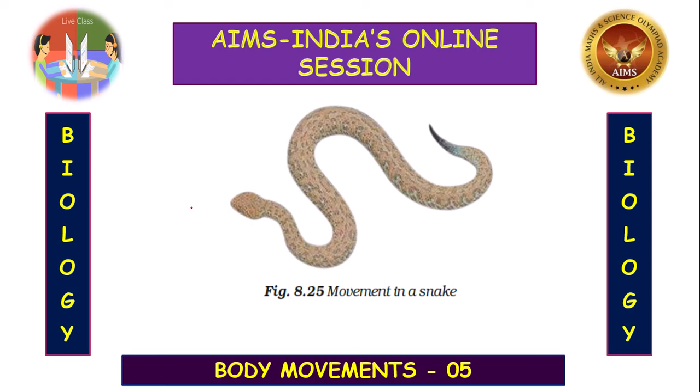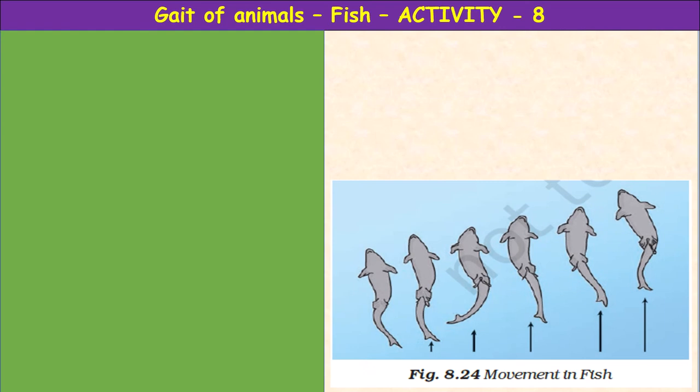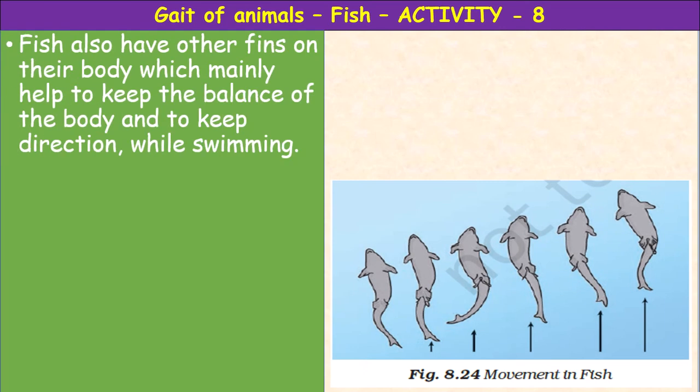So further, let us study more about the gait in animals, how the remaining group of animals show their movement. Let us see. Are you ready, children? Let us proceed. Gait of fish. Let us continue. So the wave like movement shown in the fish.